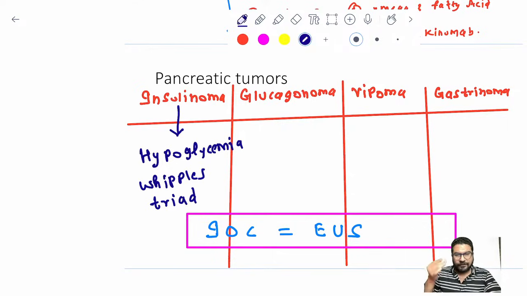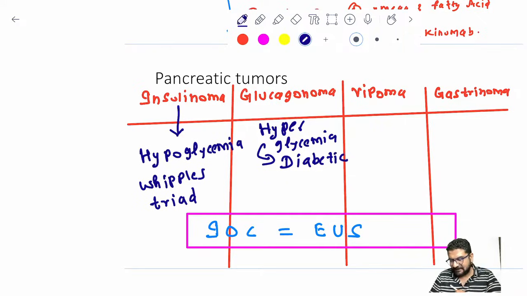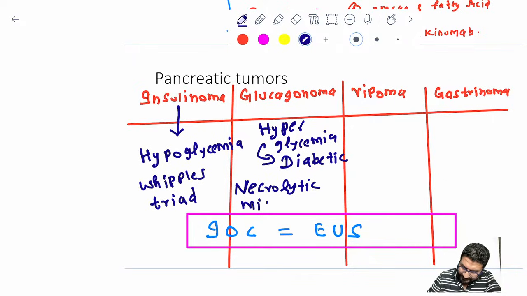Glucagonoma means more glucagon, which means more glucose. So here the patient will have hyperglycemia, which means this patient will be diabetic. And remember, this is associated with a type of skin lesion called necrolytic migratory erythema. This is a type of rash you will see.